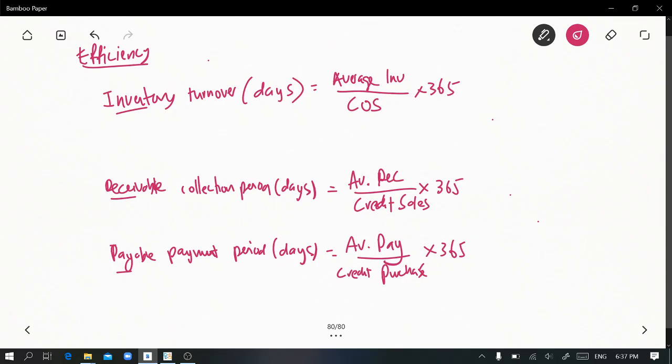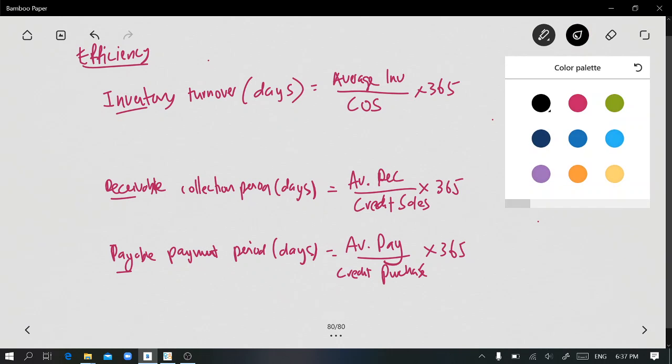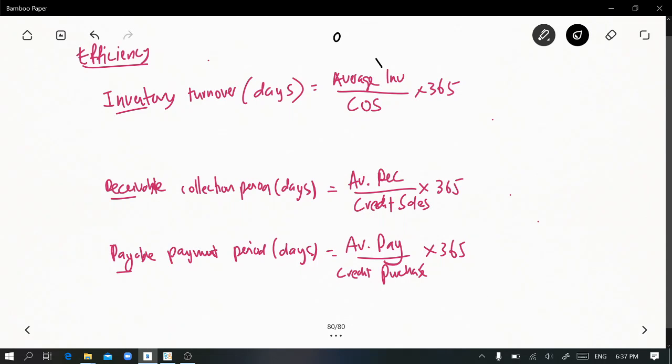Okay, so what is average? Average inventory is opening plus closing divided by 2. It means opening inventory plus closing inventory divided by 2. Opening plus closing divided by 2 is the average receivable. Same for payable. Opening plus closing divided by 2 is the average.